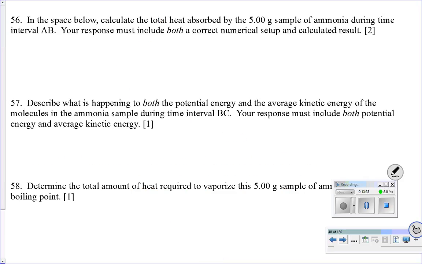So here are some problems to try, and I'm going to put the answers up to these in just a moment with work.